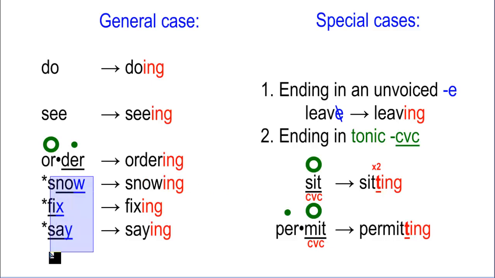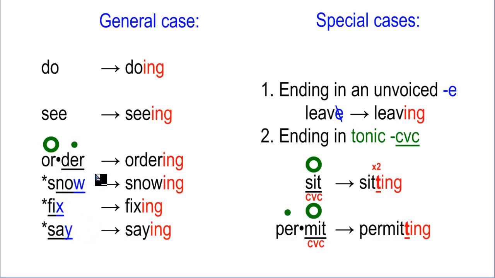There are 3 letters that we never duplicate. Okay, even if it's tonic, even if you finish in consonant, vowel, consonant, you never duplicate these letters. For these 3 special letters, it's just the general rule, ing. Snow. Snowing. Okay, you never duplicate W. Fix. Fixing. Don't duplicate the X. Say. Saying. Don't duplicate the Y. Okay, so these 3 letters are the exceptions. We never duplicate W, we never duplicate X, and we never duplicate Y.